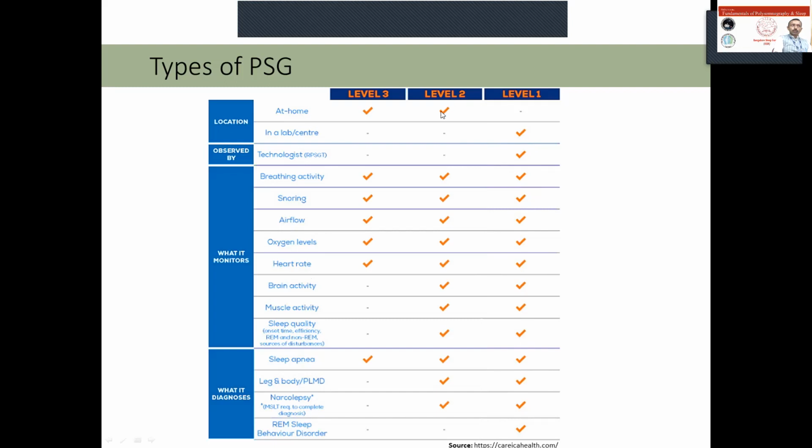For example, if you want a similar setup with EEG, but at home, there are devices called level 2. Whereas if you use actigraphy, or measurements which look into breathing pattern alone and not the EEG, which are especially useful for OSA titration, that is called level 3. And all these are based on sleep medicine targeting only the breathing related disorders.